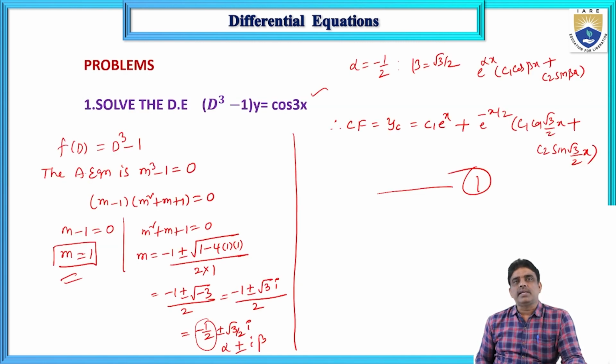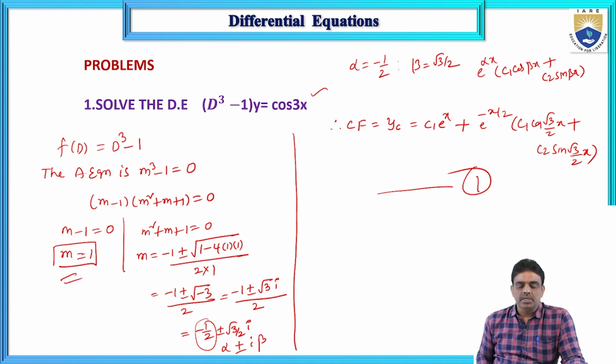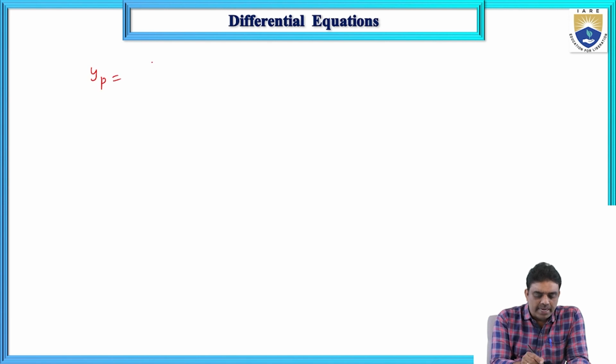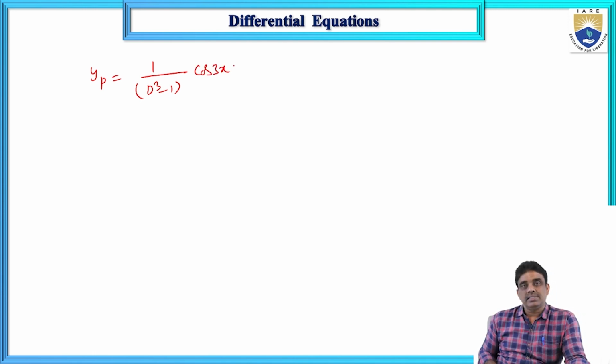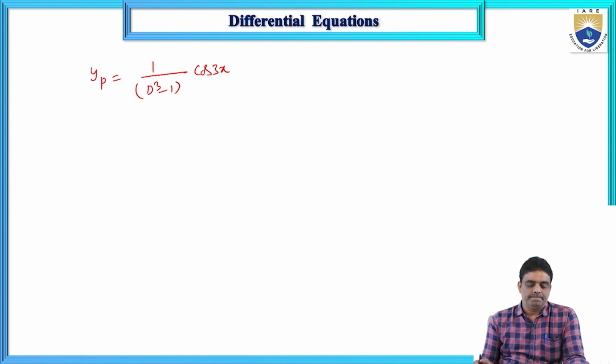Now we have to find the particular integral. The complementary function is found as usual in each and every problem, using the same methodology. But the particular integral is different. Based on the right hand function, we have to apply different methods. So here, what is yp? The yp is 1 by d cube minus 1 of cos 3x, that is 1 by f of d. See the previous slide, here f of d is d cube minus 1. So 1 by f of d of cos 3x.